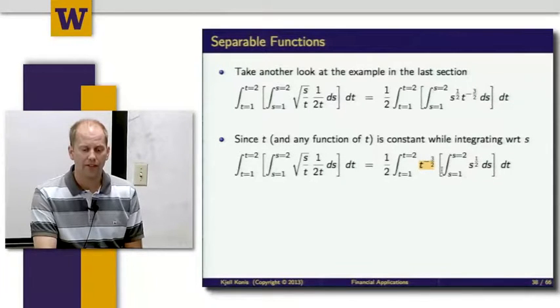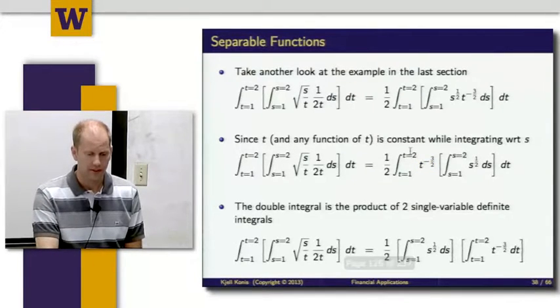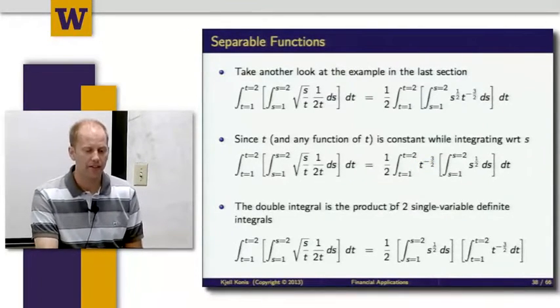And now I have something that only depends on s here. And so what this is going to allow me to do is express this integral as a product of two definite integrals that are integrals of single variable functions. So I have here an integral just of s alone, and then multiplied by an integral on the right of t alone.